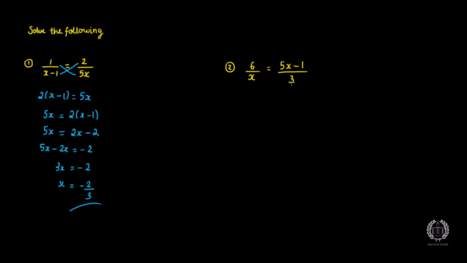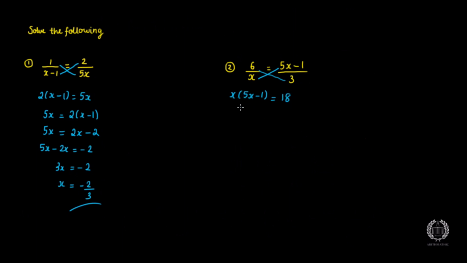Now for this one, it's something similar to the first one as well. So what we're going to do is first cross multiply. So there's 5x minus 1 times x. So we can also write this as x times 5x minus 1 equals, we're going to cross multiply 3 by 6, which is 18. Right, now we're going to expand.